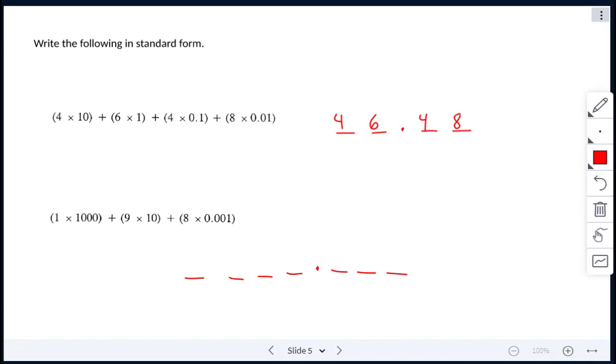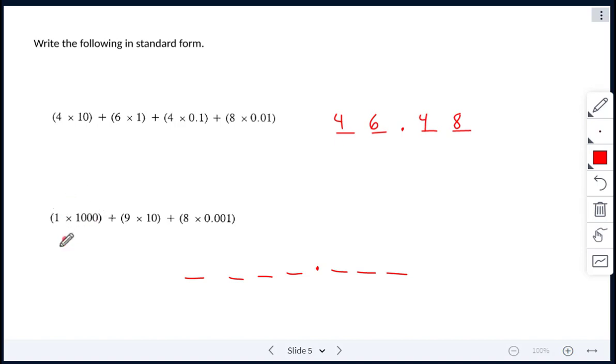Okay, so let's try this one here. So I've already kind of marked all my place values here. There's my decimal. So to the left of the decimal are the whole numbers. So I have my ones, tens, hundreds, and thousands. And then on the right hand side, this is my tenths, hundredths, thousandths. All right, so now we'll fill in.